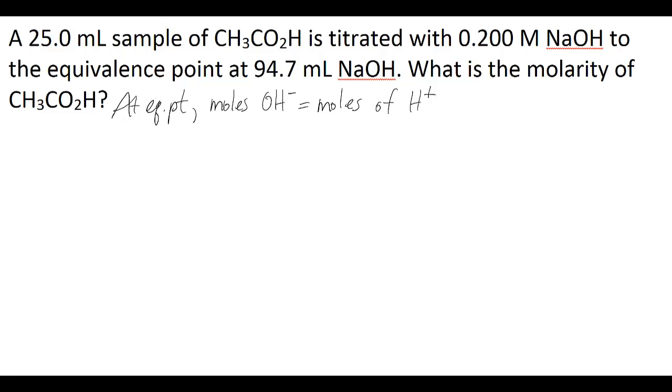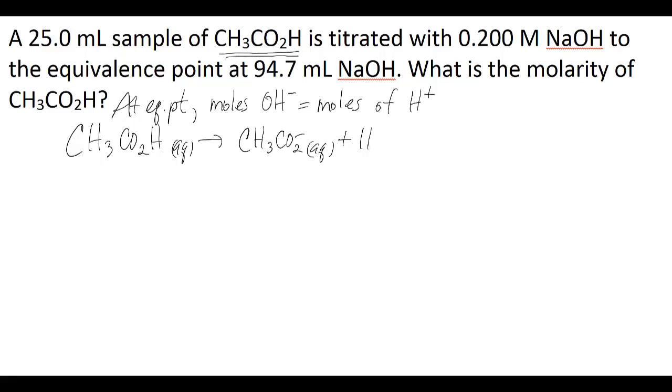Well, what happens when the acetic acid, the CH3CO2H, dissolves in solution or dissociates or ionizes, whatever you want to call it, it ionizes into an anion and a hydrogen ion. So this is what that would look like. You have CH3CO2H acid, and it will dissociate into the acetate anion plus the hydrogen ion. So that's where the hydrogen ion piece comes in.